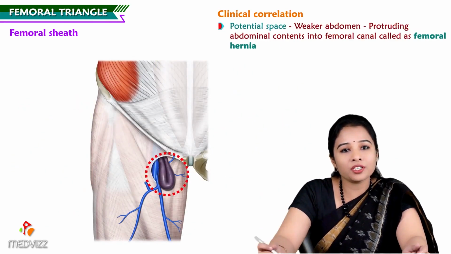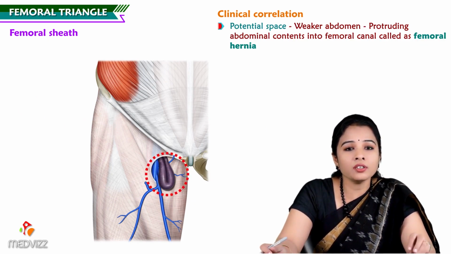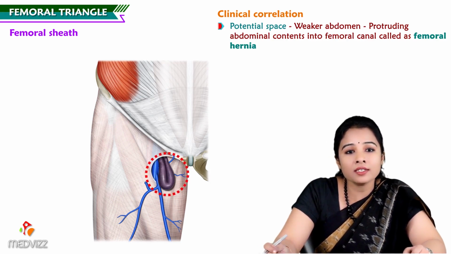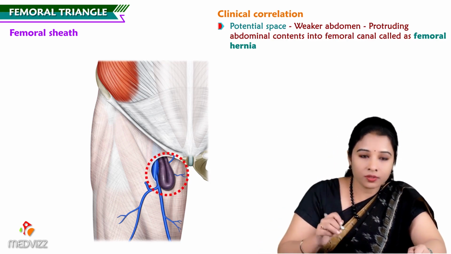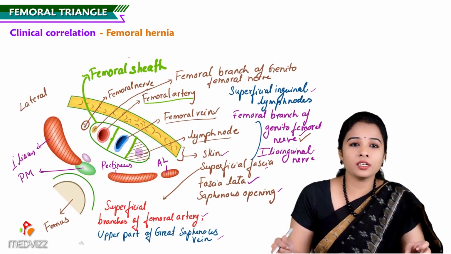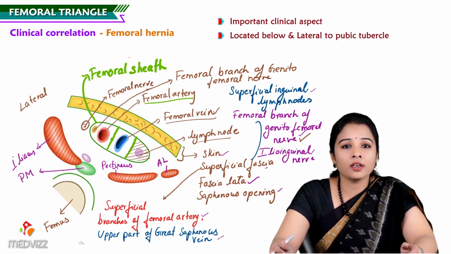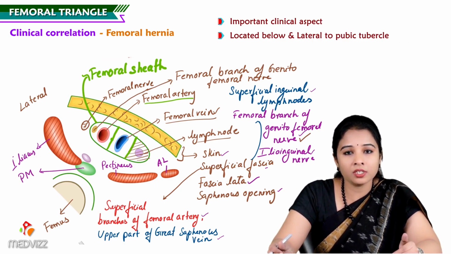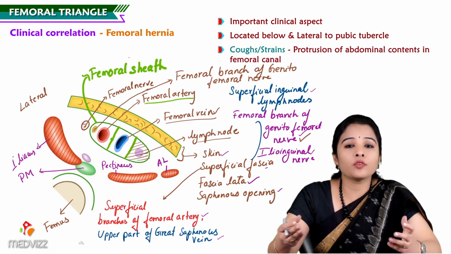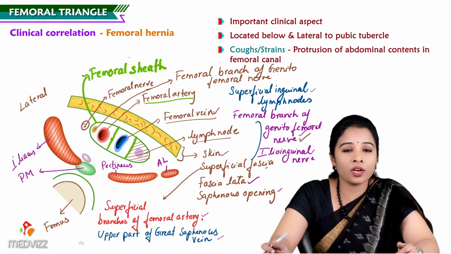But because this is a potential space, if there is a weaker abdomen, there is a chance of the abdominal contents protruding into this femoral canal, which is called femoral hernia. So let's talk about this femoral hernia now. Femoral hernia is a very important clinical aspect associated with this femoral triangle. This hernia is located below and lateral to the pubic tubercle. When the person coughs or strains, he can feel the protrusion of the abdominal contents into this femoral canal. That is called femoral hernia.